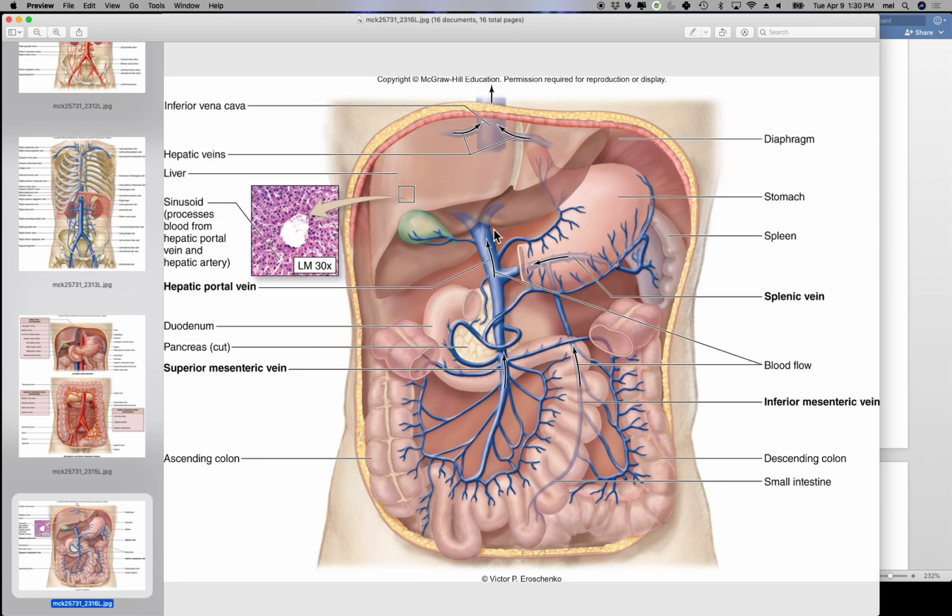It's got a couple other vessels. We don't usually make you learn those, but let's learn the vessels of the chair. Okay? And in each one, I want you to think about the organ that it's draining and the direction of blood flow. Okay? So, seat of the chair.